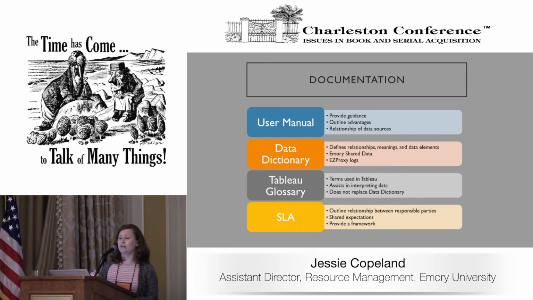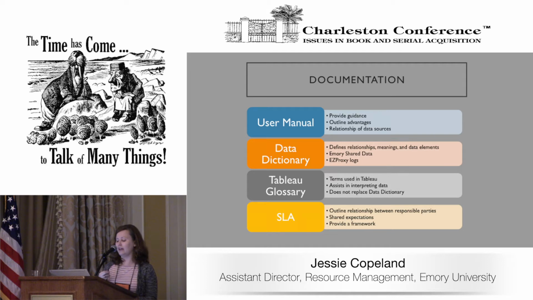And then the data dictionary was talking about the definitions of all these terms that we're using. The user manual and the data dictionary were done as we were doing the project. The Tableau glossary came about just after we launched the project, simply because we realized that our Tableau expert at Emory knew all the terms that she was using, but we did not. And so she created this to assist us in interpreting the data.